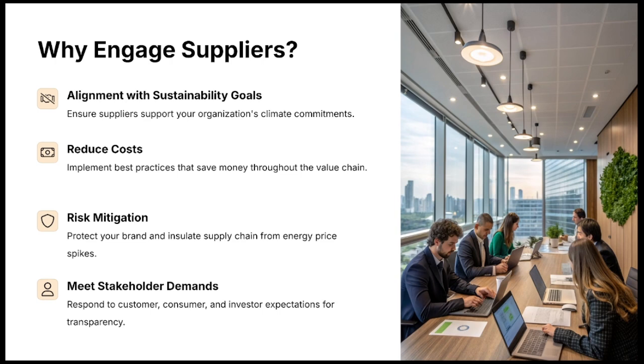Third, it's a form of risk mitigation. Climate-related disruptions like extreme weather or energy price volatility can hit the supply chain hard. And proactive engagement helps reduce exposure and also protect the brand from reputation or even operational risk. And finally, it helps to meet stakeholder expectations. Customers, investors, and regulators are increasingly looking for transparency and accountability, not just from the companies, but also from the entire supply chain.